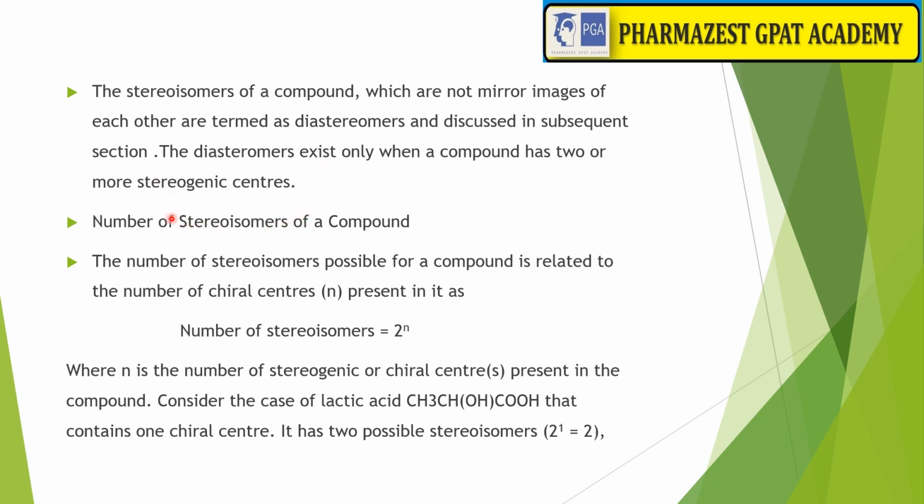Next, coming to the number of stereoisomers of a compound. If a compound is given, and we are asked how many stereoisomers are possible, there is a formula: the number of stereoisomers is equal to 2 power n, where n is the number of chiral centers present in the compound. For example, consider lactic acid. It has 1 chiral center, therefore 2 power 1 equals 2, that is, it has 2 stereoisomers.